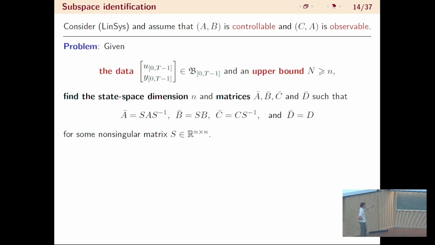In other words, there exists this similarity transformation that relates the A bar, B bar, C bar, D bar system to the original system A, B, C, D.